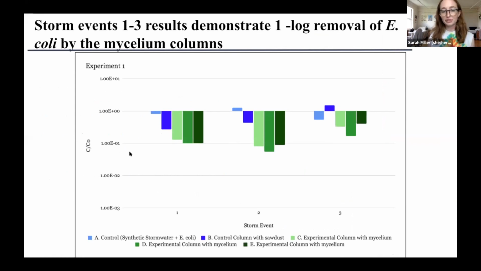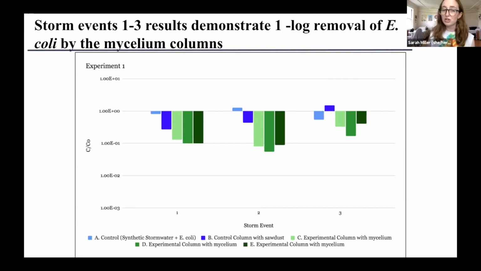So here's my first graph. This is from our first experiment. And on the x-axis here, you can see we have storm events. So for this first experiment, we had 3 storm events total. And then on the y-axis, we have C over C naught, which is the concentration in the sample divided by the initial concentration of E. coli colonies in the control.